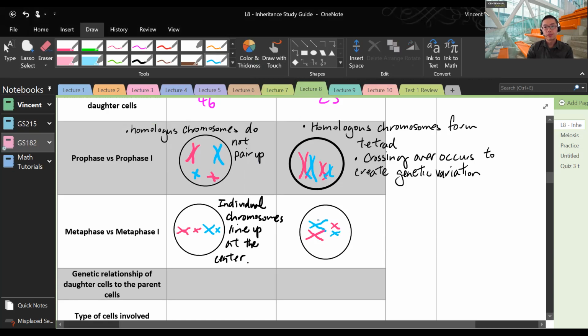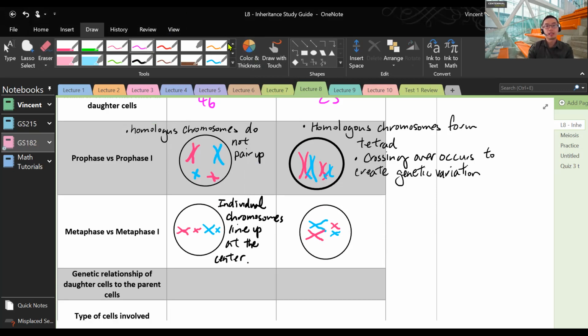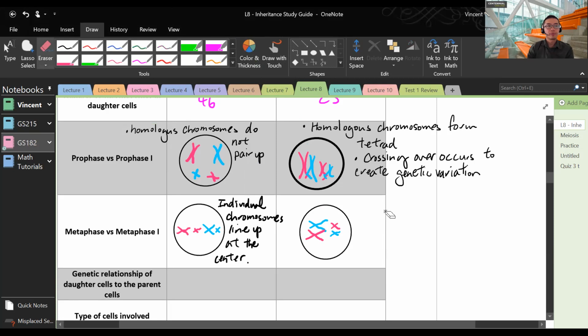Now you can see over here, the paternal one is on top, and over here, the paternal one is at the bottom. It's all a random event. This is called independent assortment. We'll talk more about that later. So over here, the tetrad lines up at the center of the cell.